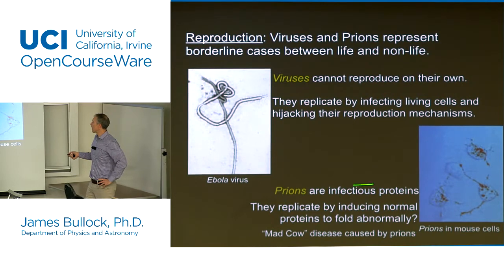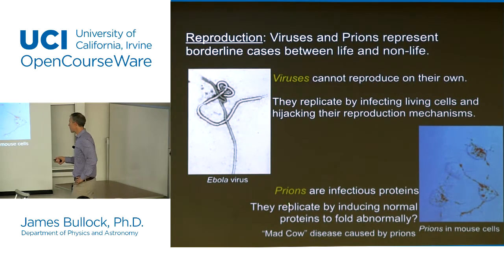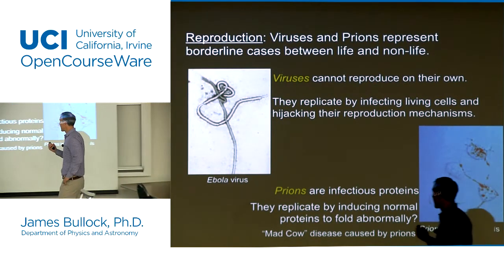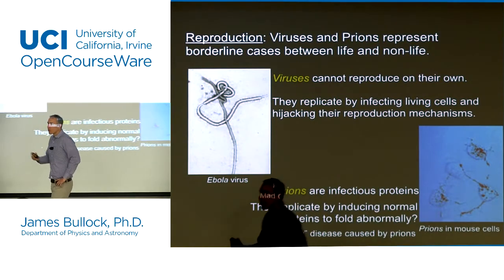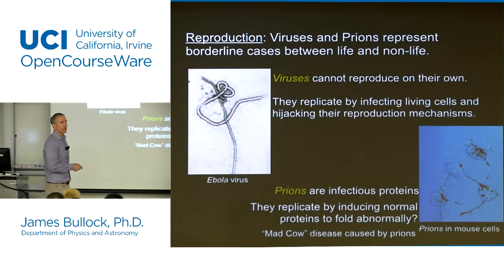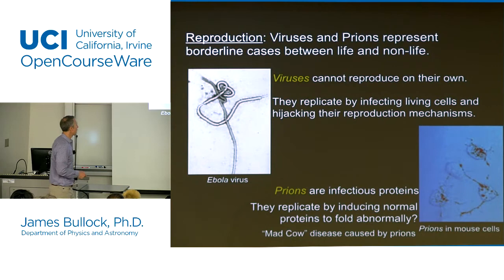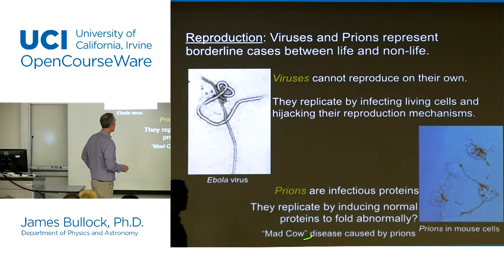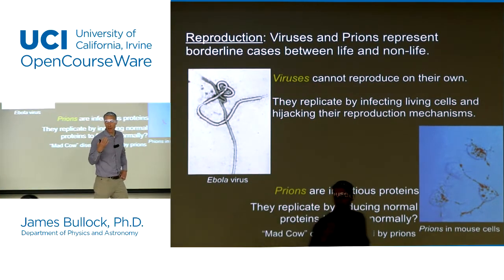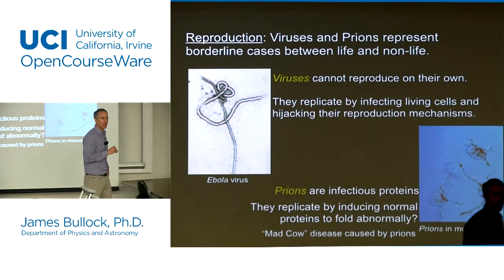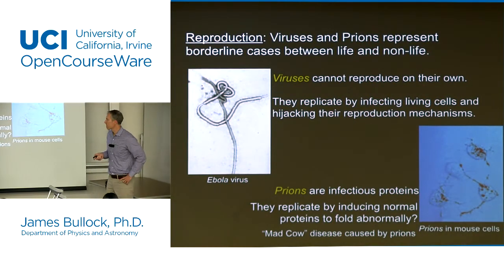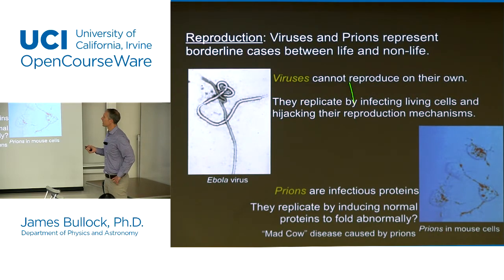Prions are also infectious proteins, okay, and they reproduce by changing normal proteins to act abnormally, like they do. Mad cow disease, for example, is a disease that comes about because of this prion activity. So it's sort of a dividing line here.